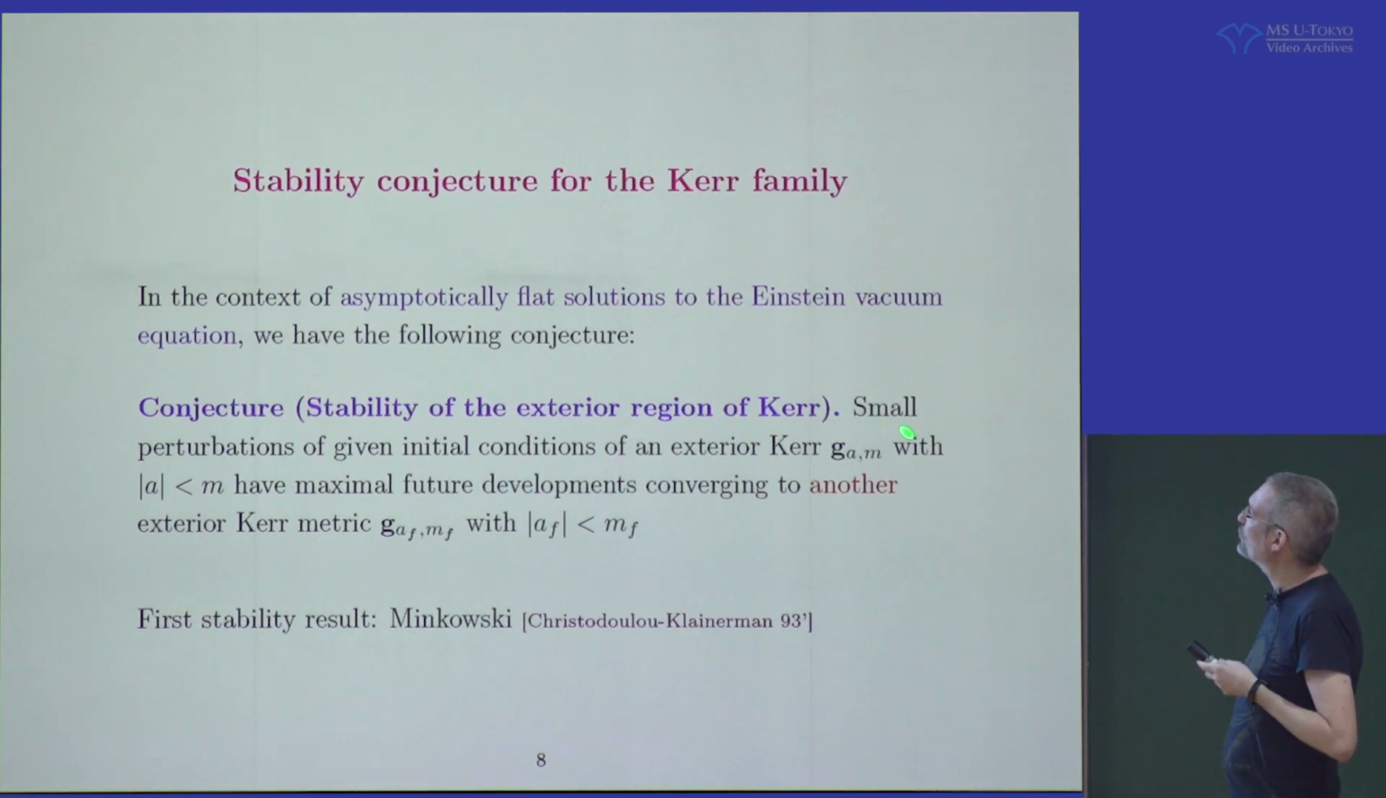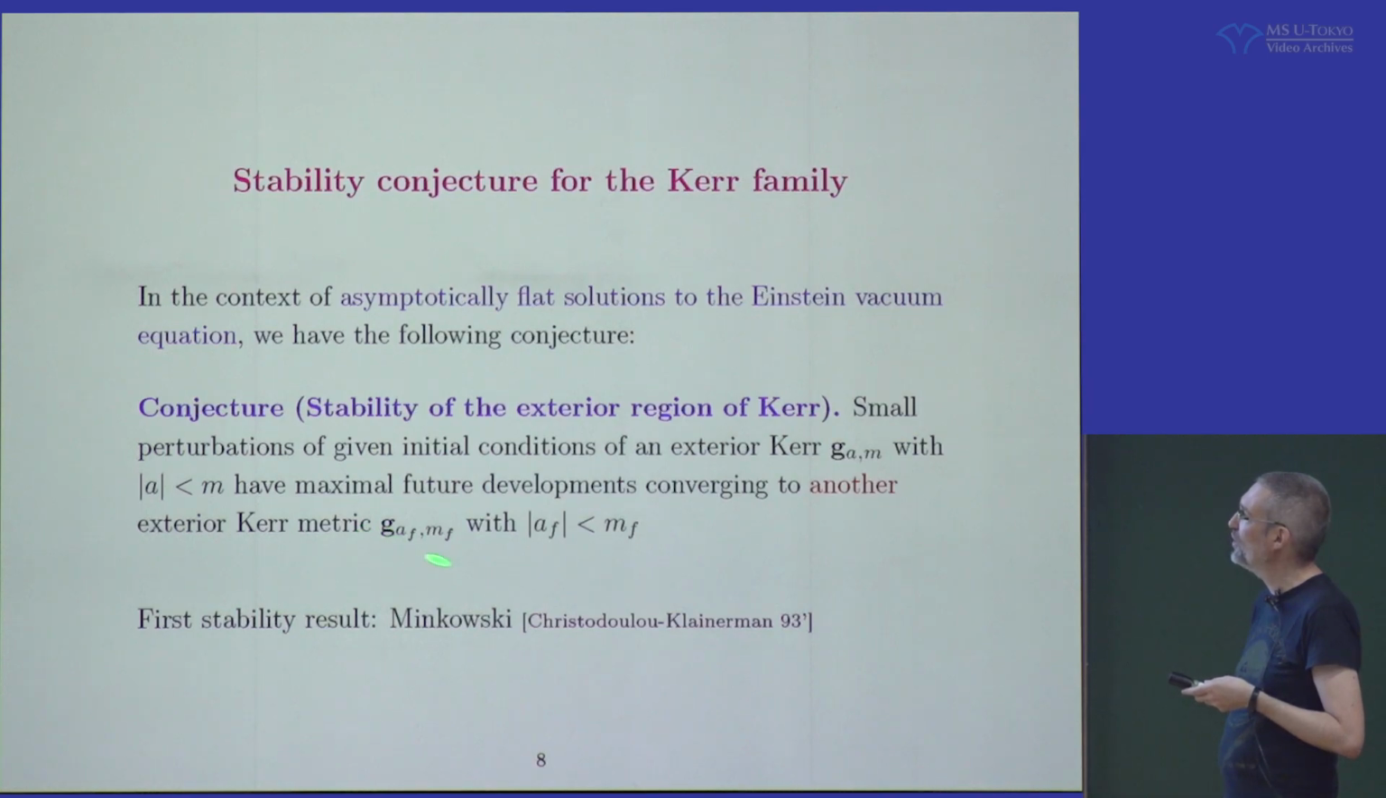And the conjecture is that if you start with small perturbations of initial conditions of an exterior Kerr solution in the so-called subextremal restriction, in other words, the absolute value of the angular momentum is strictly less than the mass, then the corresponding maximal development is global. So the solution stays globally close to Kerr, and it converges asymptotically to another member of the Kerr family. In other words, you should expect that in general, it's not the stability of one solution, it's the stability of a two-parameter family of solutions.